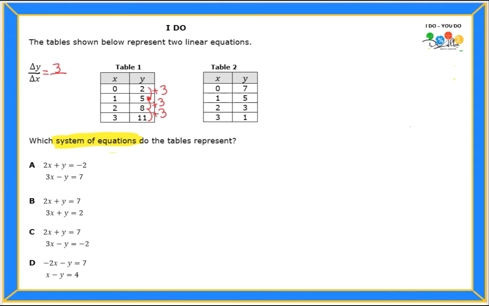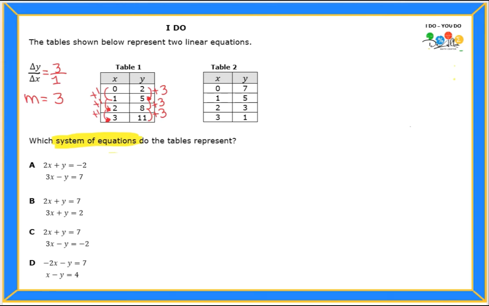What about for the x? To go from a 0 to a 1, I need to add a 1. From 1, I add a 1 to get to the 2. From the 2, I add a 1 to get to the 3. So I can see the change of the x is 1. Therefore, my rate of change is 3 over 1, which is the same as 3. Therefore, the slope for the first one is 3. Are we good on that so far?